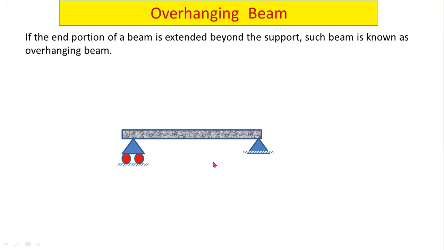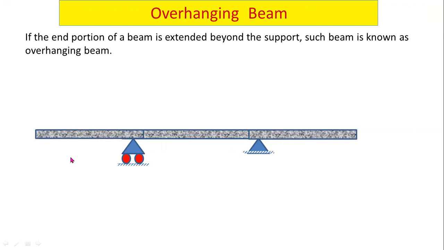Friends, this is a simply supported beam. When the end portion of the beam is extended beyond the support, such a beam is known as an overhanging beam. Here, between these two supports, this beam is a simply supported beam. After that, it is an overhanging beam. F1, F2 are the loads, R1, R2 are the support reactions.